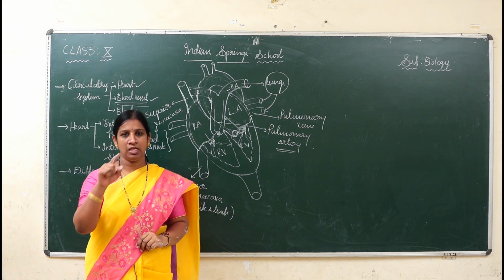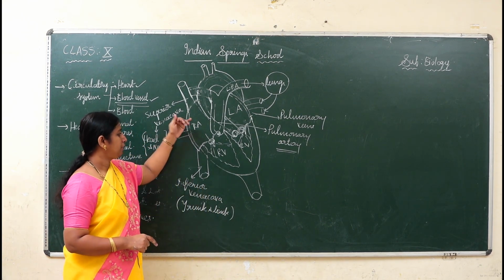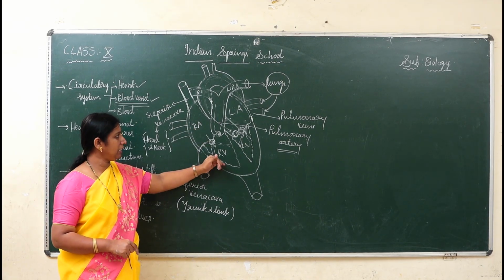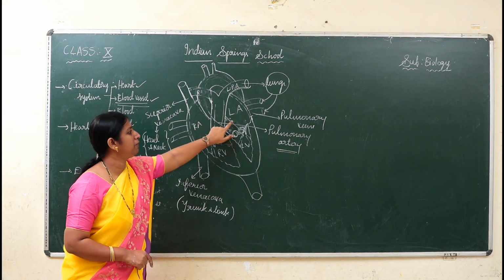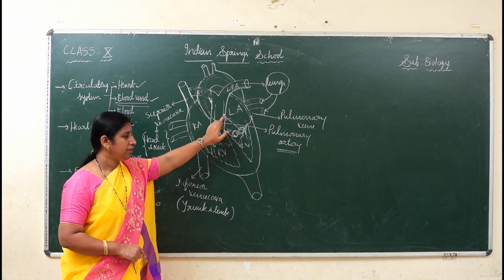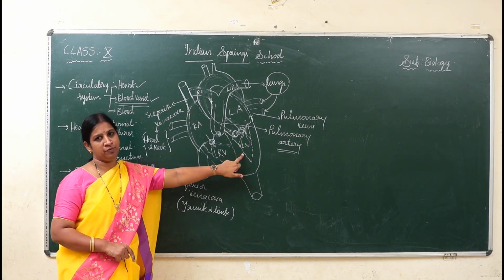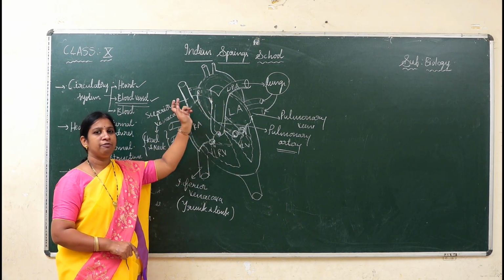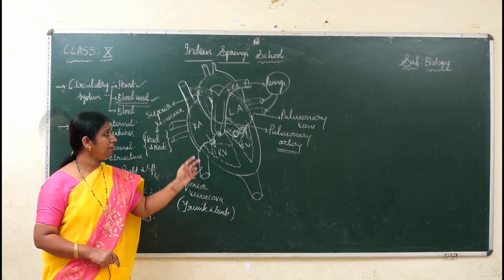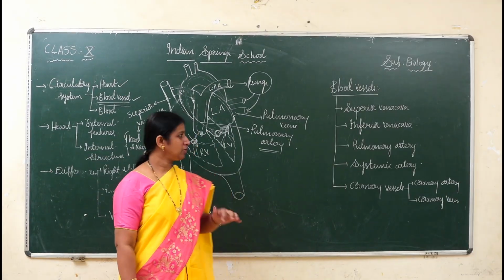So in this way, the blood moves from the right auricle to the right ventricle towards the lungs. From the lungs, again it is brought back to the left auricle, from the left auricle to the left ventricle, from the left ventricle to the systemic artery, and finally it enters into all parts of the body. Yeah children, so I hope you understood.